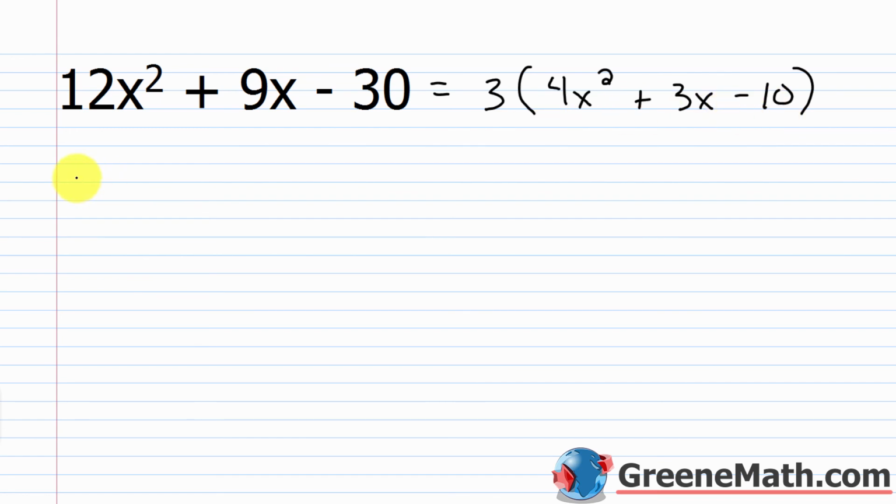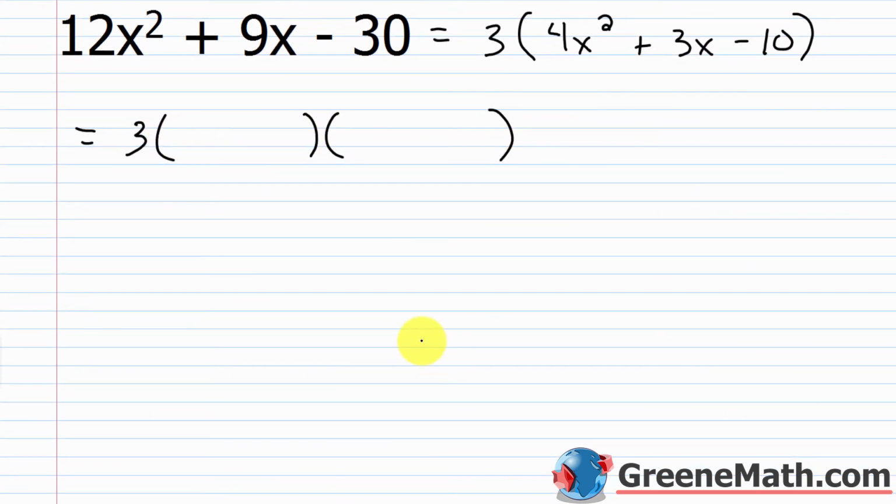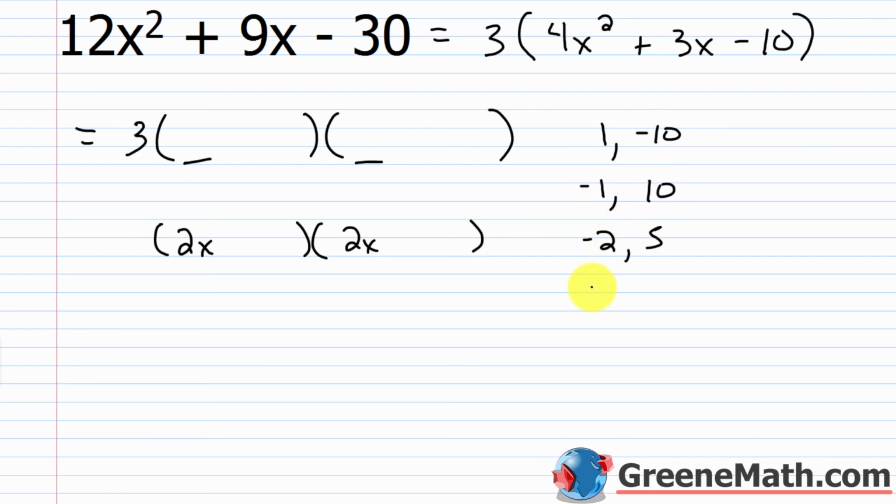So again, if I set this up with the 3 out front, what would go here and here? For 4x squared, I could do a few different things. Let's start out by just looking at 2x and 2x, right? 2x times 2x would give me 4x squared. Then the possibilities for negative 10: I've got 1 times negative 10. I've got negative 1 times positive 10. I've got negative 2 times 5. And I've got positive 2 times negative 5. So those are my possibilities.